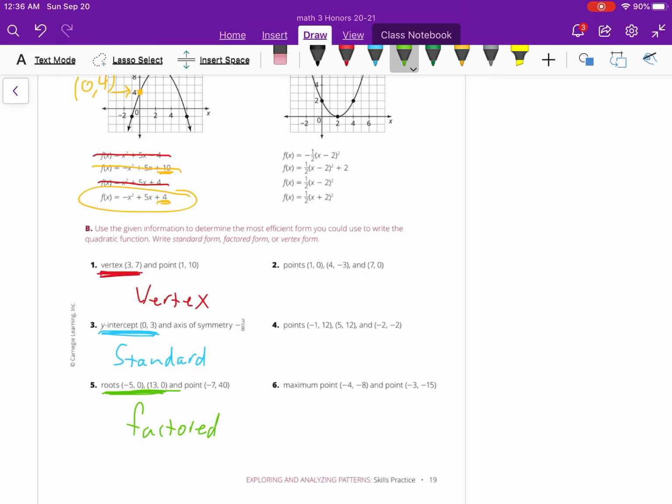So hopefully this is a little bit of review. What I want you guys to do is go ahead and finish all the even numbers, and then there'll be a practice or a homework for you guys to give you a little bit more practice on patterns.